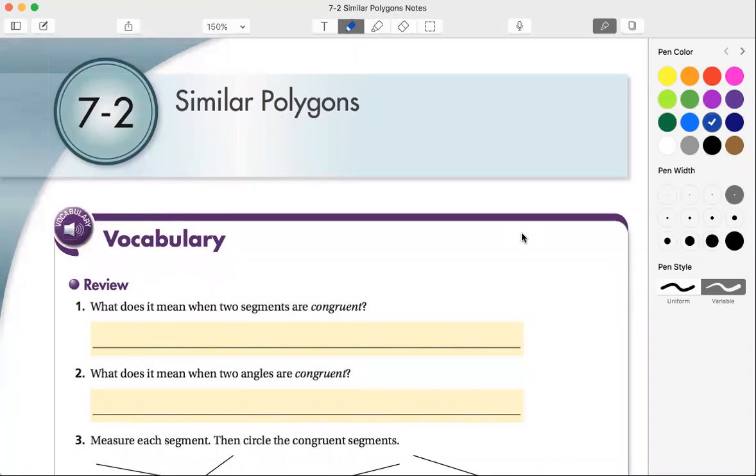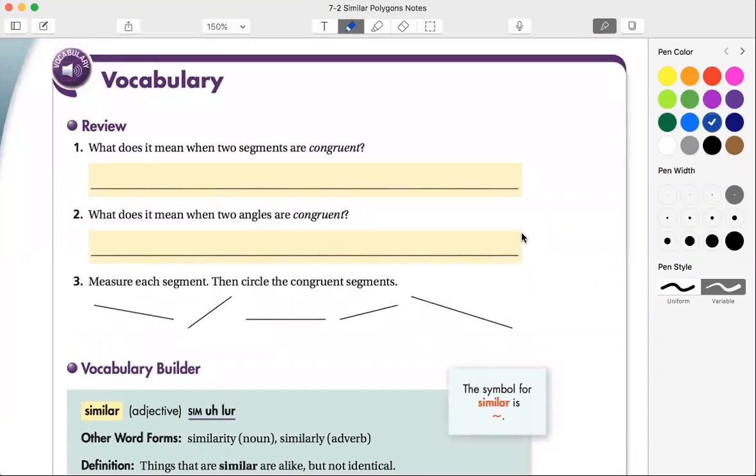All right, 7-2, similar polygons. So what does it mean for two segments to be congruent? Well, they have the same length. What does it mean if two angles are congruent? They have the same measure.